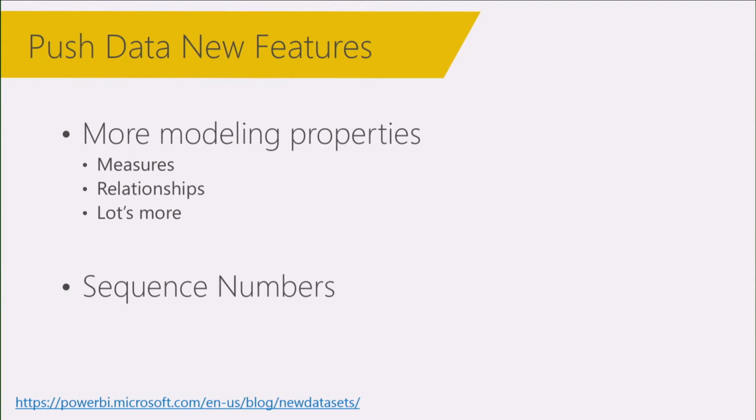Very recently, we announced a preview of some new features for the Dataset API. When we first GA'd the dataset API, all you could do was create a single table in a dataset or multiple tables in a dataset, but you couldn't relate them. You couldn't do things like measures or calculations. You can pretty much do all those things now. So you can basically build the same model that you can build in Power BI Desktop manually. You can now pretty much build it programmatically and push data into it. And then there are sequence numbers, which I'll show you in a minute what that lets you do. All these things we announced in preview about a month ago.